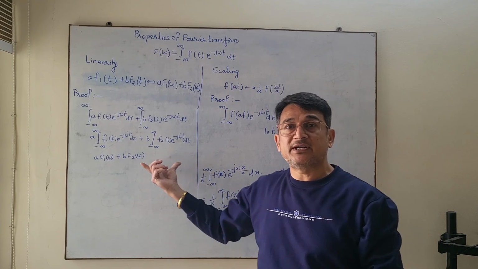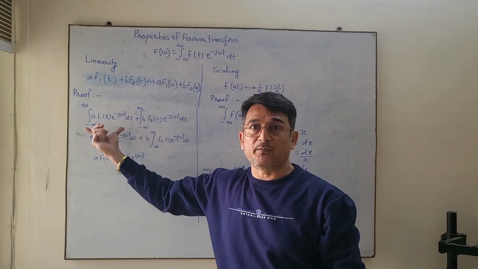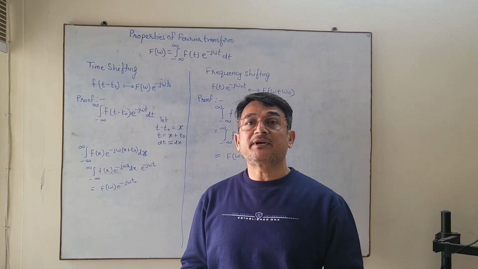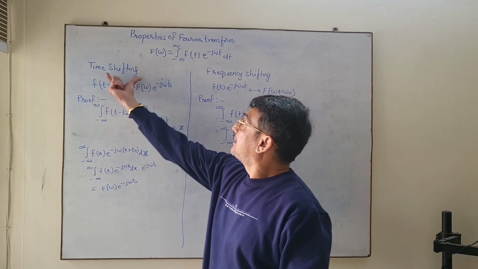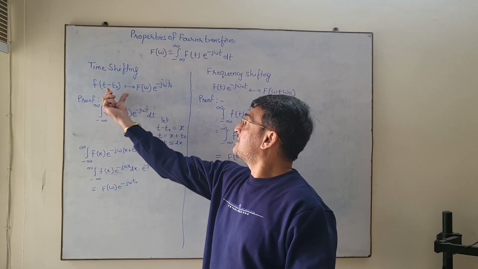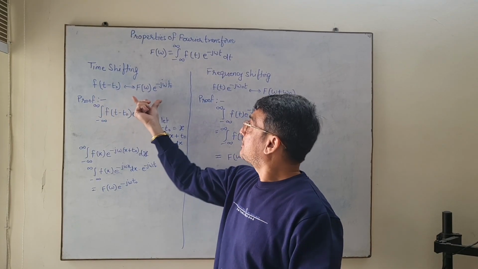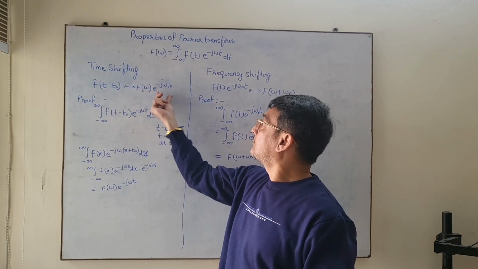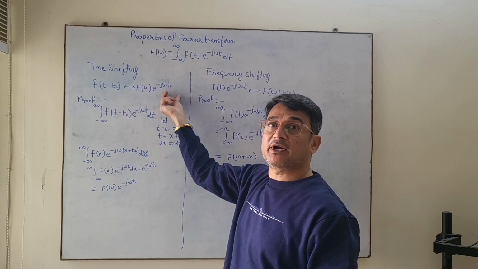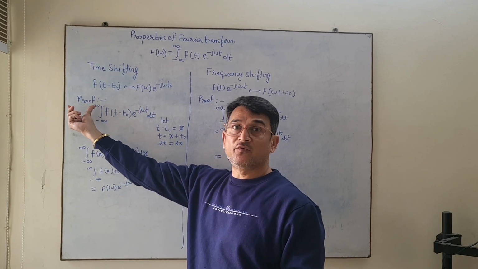Now the next property is the time shifting property. In the time shifting property, the statement says that f(t minus t naught) has a Fourier transform F(omega) e raised to the power minus j omega t naught. So let us prove it.